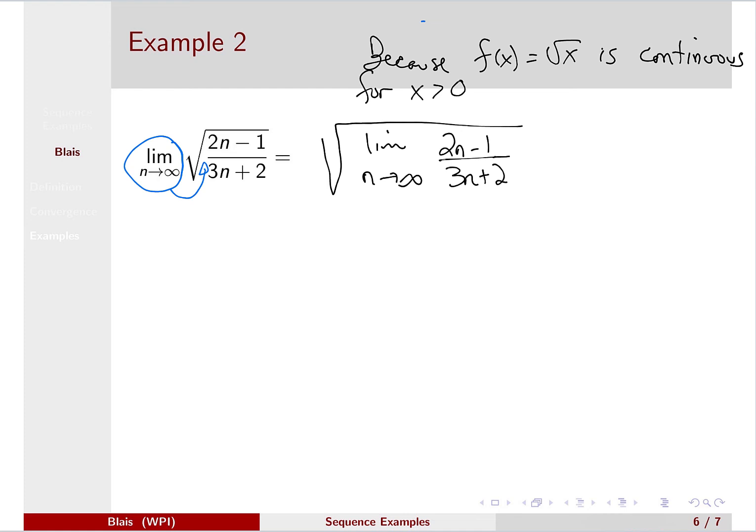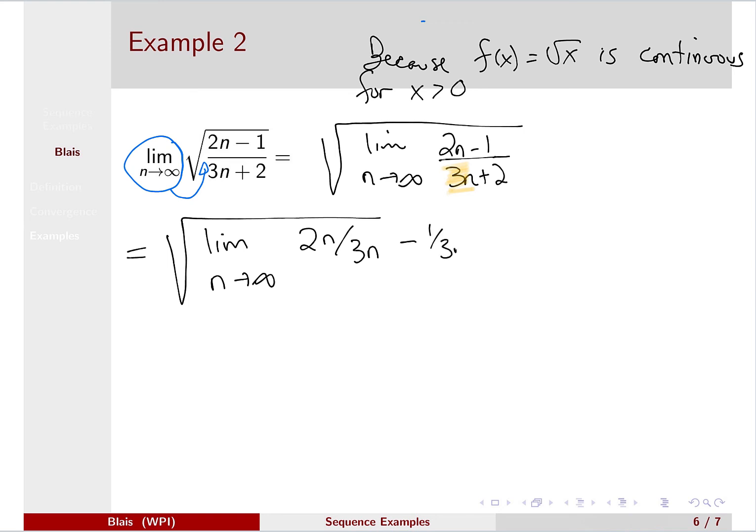So we have a feel for what the answer is, but we use the approach of determining the leading term in the denominator and divide every term in the denominator and every term in the numerator by that leading term. And we identify the leading term in the denominator as 3n. So this becomes, inside the root sign and the limit, we have (2n over 3n minus 1 over 3n) over (3n over 3n plus 2 over 3n).